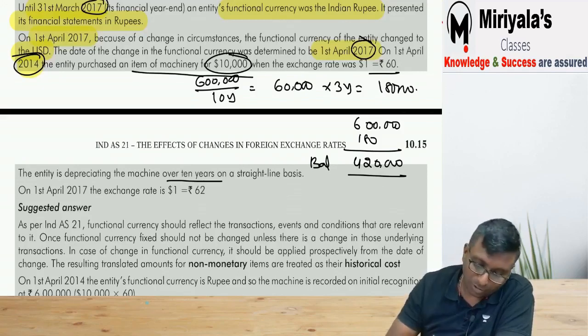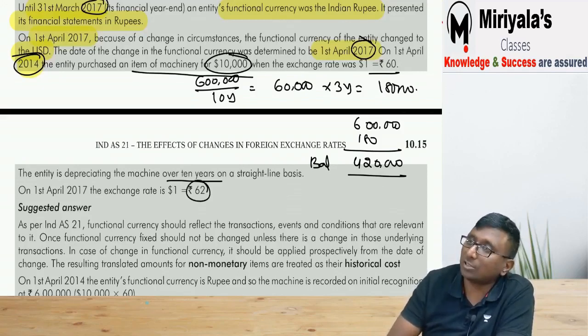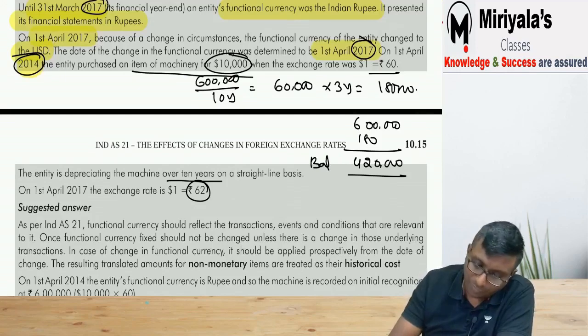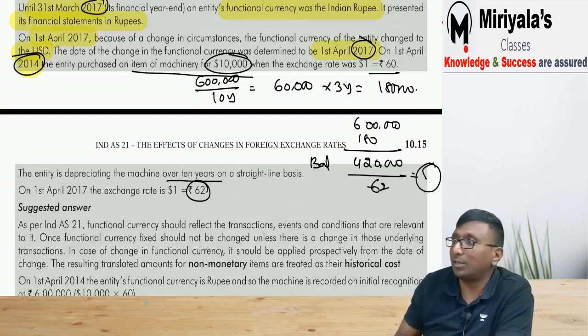What is today's rate? 62. What I told you? Take the TB number, today's TB number. 420 divided by 62. That's all. Whatever comes, that will be as per the new TB.